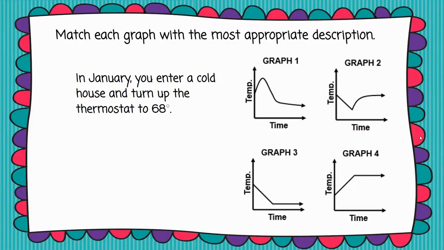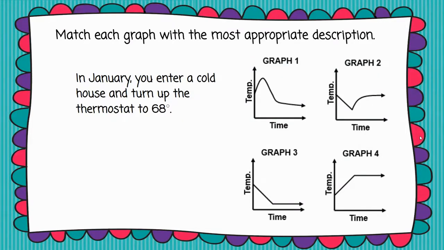In this video, we will look at some descriptions and try to determine which graph would model that description. So here's our first description. In January, you enter a cold house and turn up the thermostat to 68 degrees. So before we look at the graphs, let's talk about what's going to happen with the temperature.